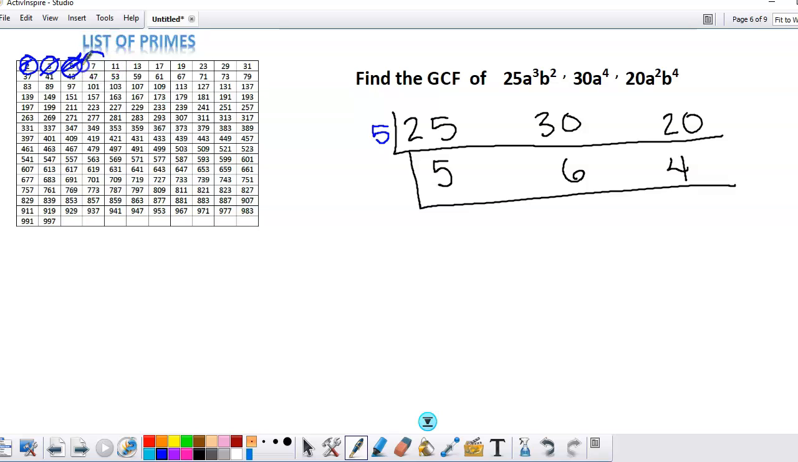Our next prime is 7. Notice that 7 is larger than 5. Won't divide into 5 well. 7 is larger than 6. 7 won't divide into 6. And 7 is larger than 4. So, very similar to last time, our GCF, the number piece of our greatest factor that is common to all three, is 5. Now, to deal with the letters.